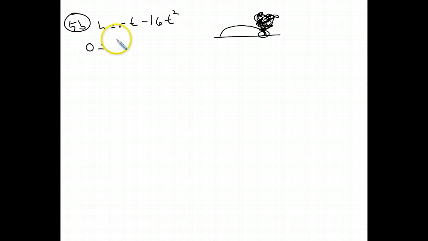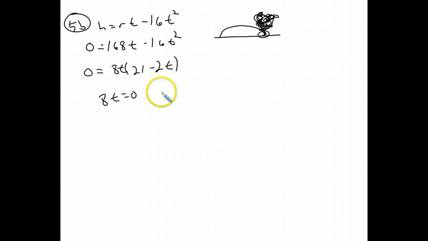We know the rate is still 168 feet per second, and we want to know when the time it will be on the ground. So don't forget, factor out what you can first. So we can factor out an 8, and we can actually factor out a t too. Left with 21 minus 2t. All right, so we have something times something equals 0, so take them both and set them equal to 0.